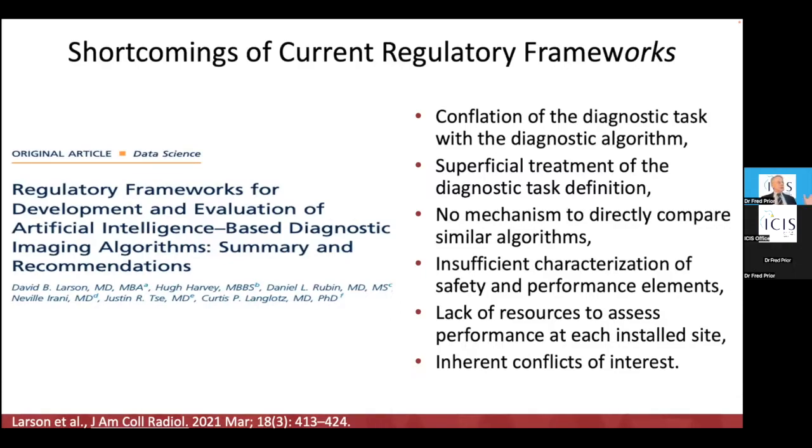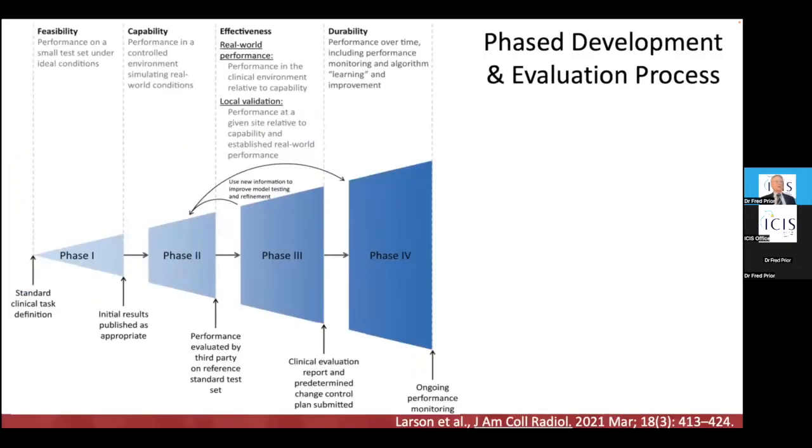So their paper is really nice in laying out all these points, probably better than I've just done. But it then says, well, okay, if the regulatory frameworks are falling short, what should we do? And they proposed a really nice phased development and evaluation process, which I think most of us actually try to use in practice. There's first a feasibility phase, which is where I'm going to use small data sets just to see if the idea makes sense, if it is feasible. If it's not going to work at all, or if the signal to noise is just so bad that I would need 100 million samples in order to make this work, well, that's not going to happen.